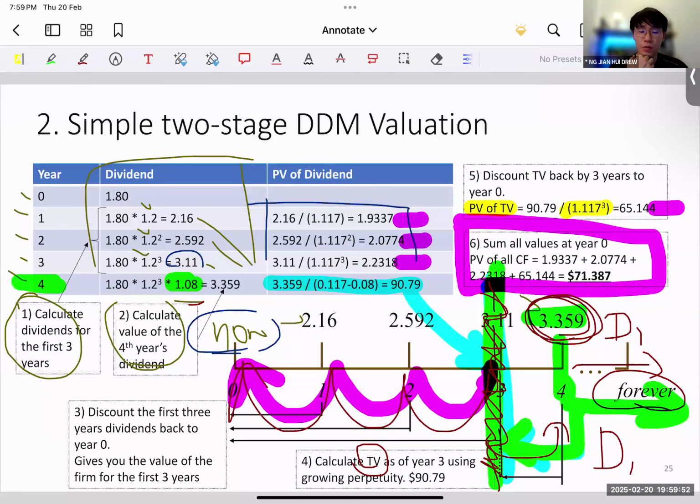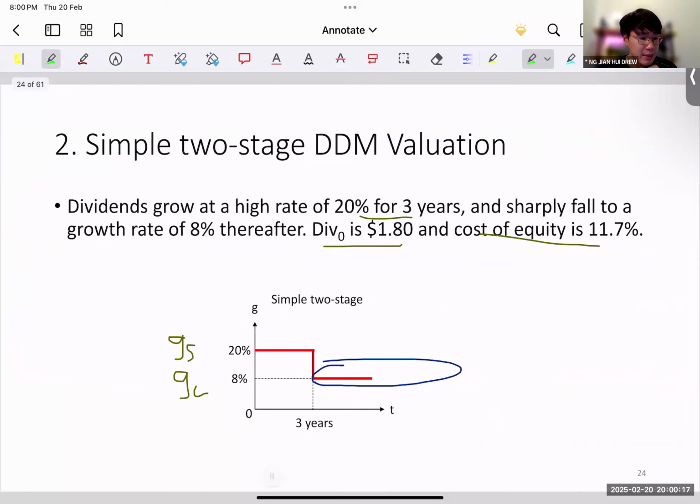Multiply 2 times the growth. Are you trying to say that the normal growth at 8% would kickstart in year 3? Sorry, in year 2. No, year 3. Because this question, right? The 8% kickstart in year 3.